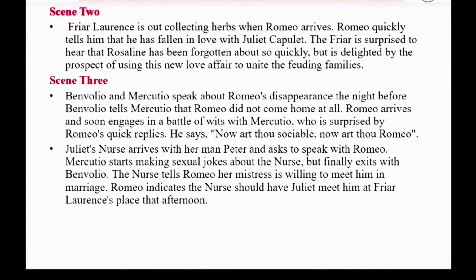Juliet's nurse arrives with her man, Peter, and asks to speak with Romeo. Mercutio starts making sexual jokes about the nurse, but finally exits with Benvolio. The nurse tells Romeo her mistress is willing to meet him in marriage. Romeo indicates the nurse should have Juliet meet him at Friar Lawrence's place that afternoon.